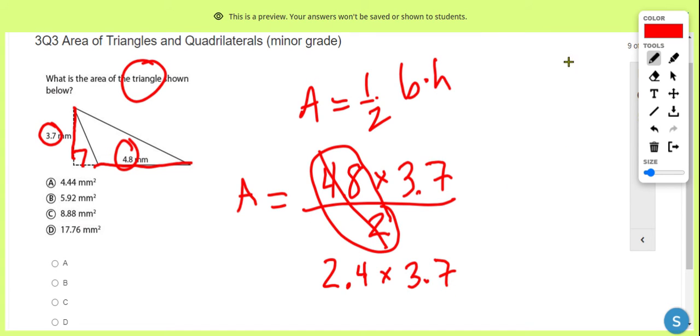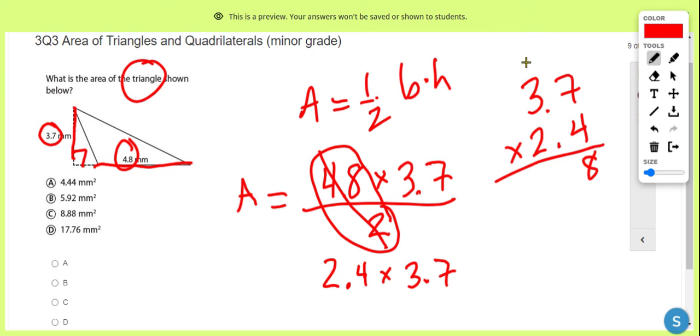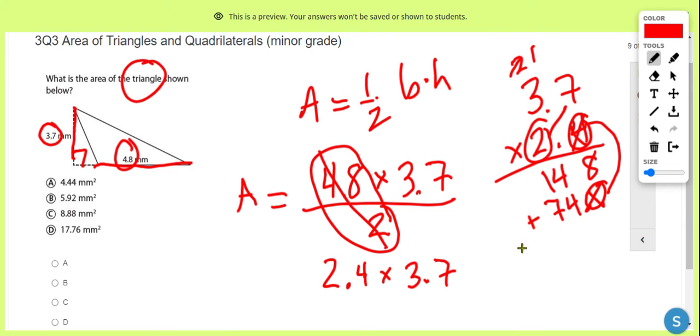And then we have 3.7. So 3.7 times 2.4. 4 times 7 is 28. 4 times 3 is 12 plus 2 is 14. So we're done multiplying the 4, and we're done with that spot. So now we've got 2 times 7, which is 14. 2 times 3 is 6 plus 1. So we're going to add these things up and count your decimal place values: 1, 2, 1, 2.